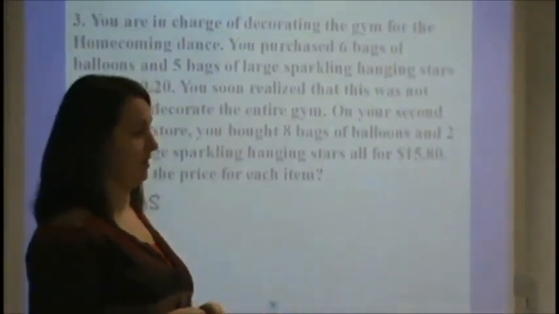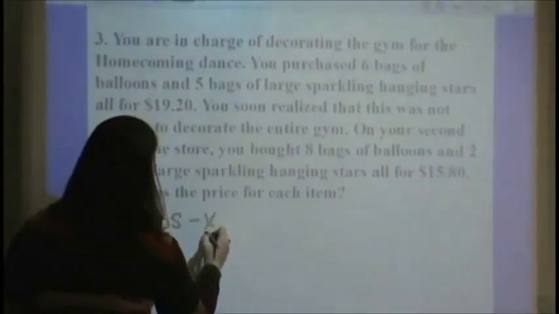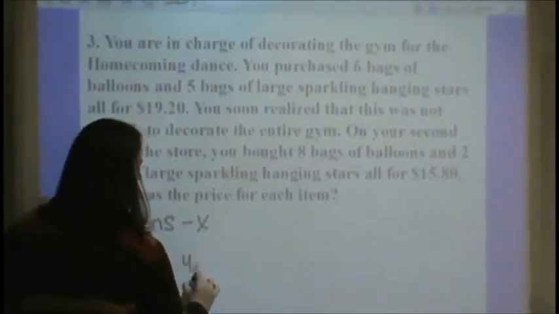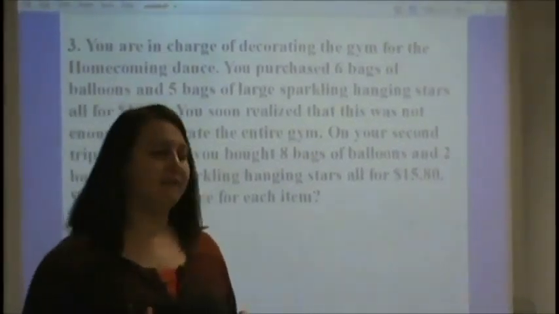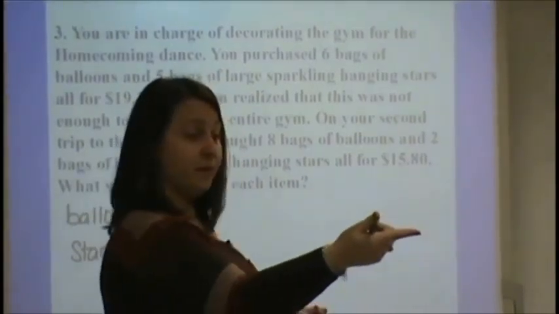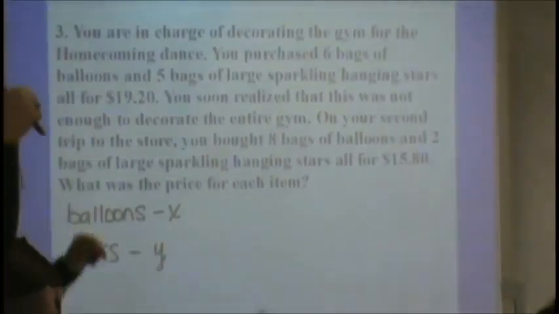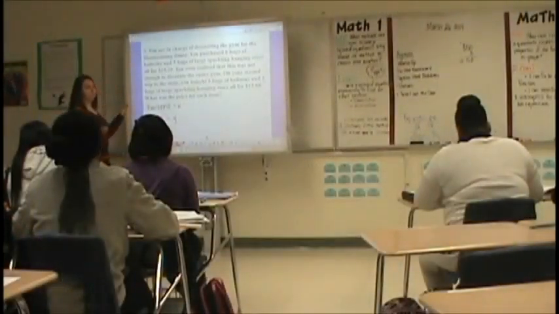Don't complicate yourself. So what are you saying the balloons are going to be? Balloons are X. Stars are Y. We just defined our 2 variables, yes? Do you always have to use X and Y? No, use A. We could have used A and B, C and D. In this case, I could have used B and S. All right, what am I highlighting?